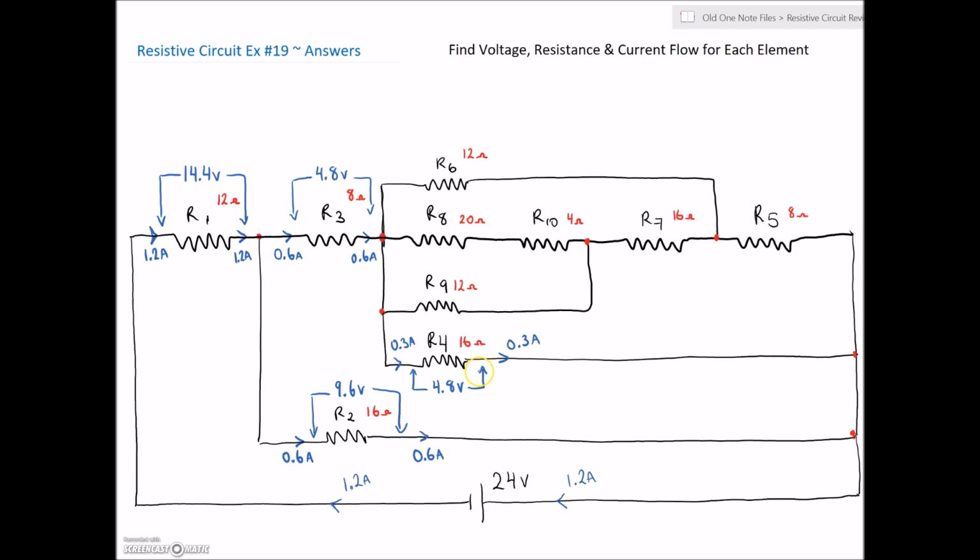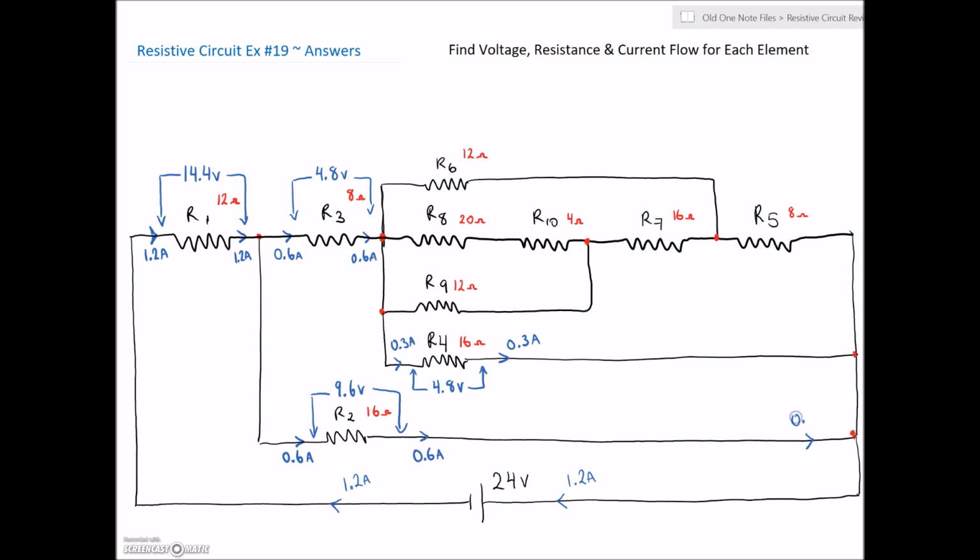So let's see, this 4.8 volts that's here, that's applied across R9 and across all of this combination here. So we can't really keep going with that same rule that we just had. So maybe the currents are going to help us out. Let's draw in our currents here.